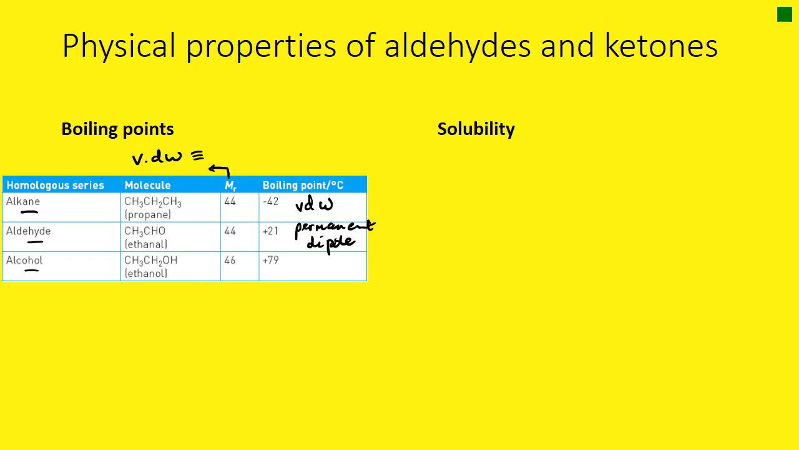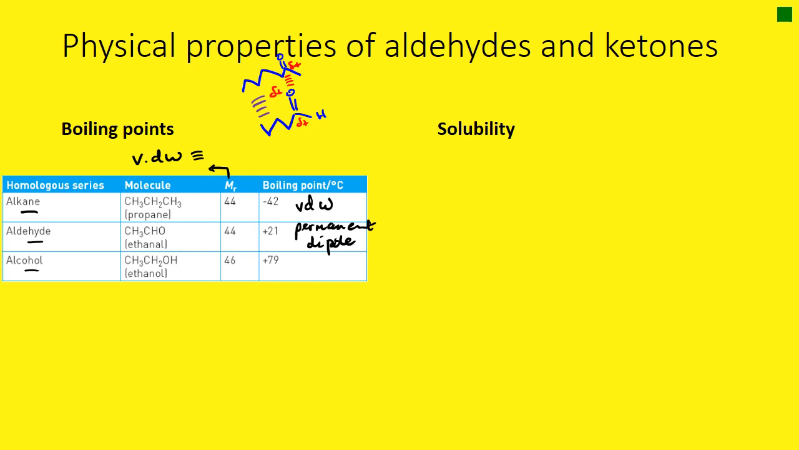So we can draw a little picture of an aldehyde. So let's have a carbon chain. Let's bond it to an oxygen, and we'll have a hydrogen at the end. And what we can see is that our oxygen would be delta negative, and our carbon here would be delta positive. And so if another aldehyde came along, with a delta positive carbon, let's just put the delta positive carbon there, then there would be a permanent dipole between that delta positive carbon and the oxygen. And you notice that's not a hydrogen bond, but that is a permanent dipole. And then as well as that, there would be the van der Waals forces that would exist between the carbon chains as well.